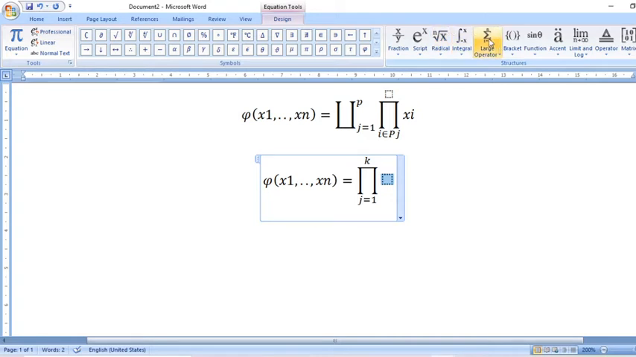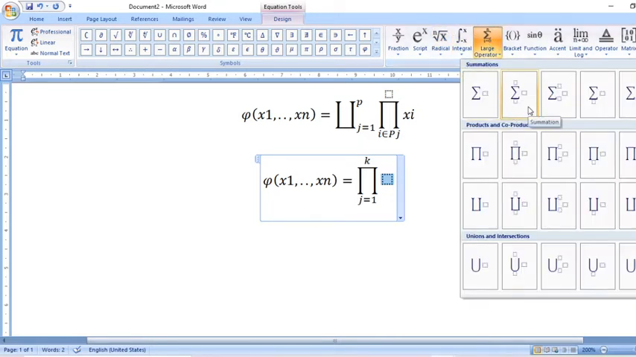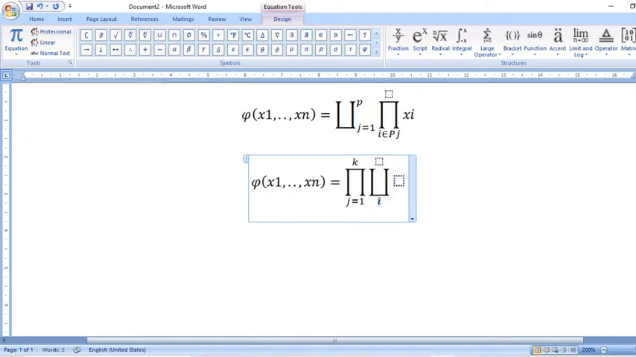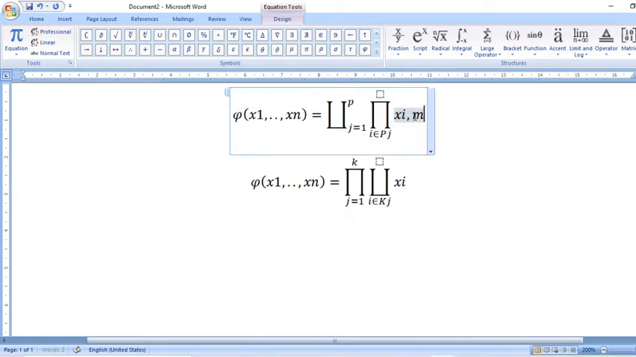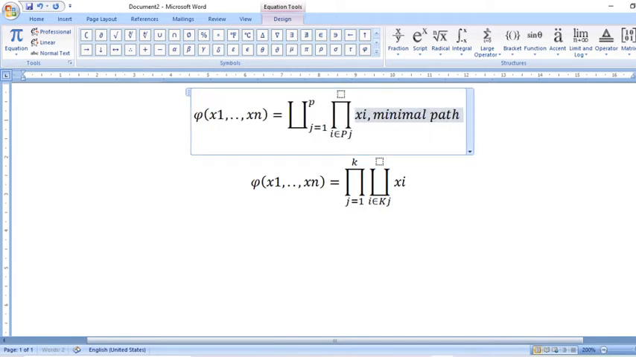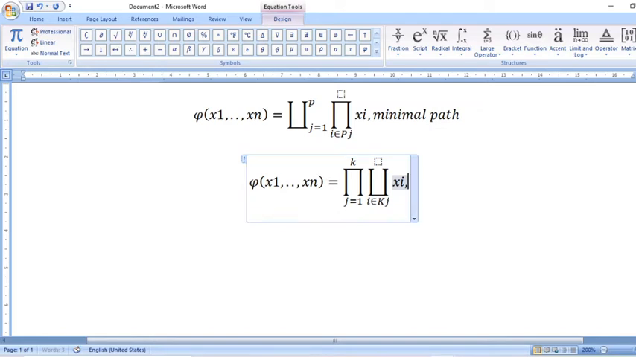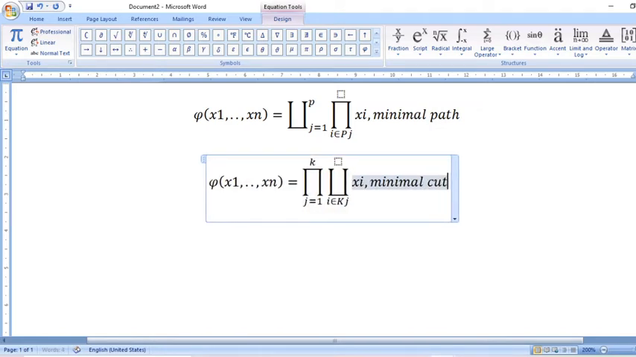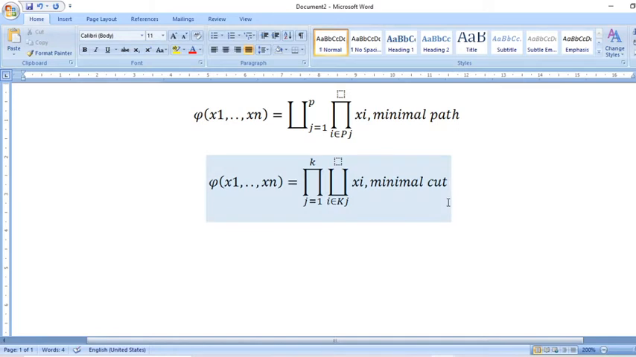At the same time, at least one of the components in a minimal cut is functioning. So we should have at least one component in the functioning state in a particular minimal cut. So the structure function would be like this. This is the minimal path representation, and this is the minimal cut representation. So this is the structure function in terms of minimal path and minimal cut.